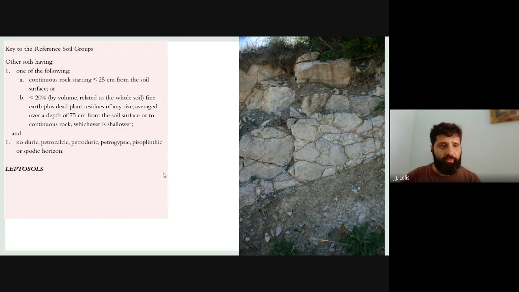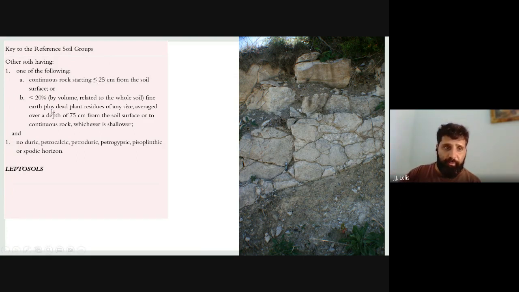And with the leptosols, it's quite important to understand something: they are those soils where you can find a continuous rock starting at 25 centimeters from the soil surface. So if you can find rock starting at 10 centimeters or 5 centimeters or 20 centimeters, or at most 25 centimeters, it's already a leptosol. Okay, so you just need to think, okay, this soil is so shallow, we call it a leptosol, because the continuous rock is very, very close to the surface.